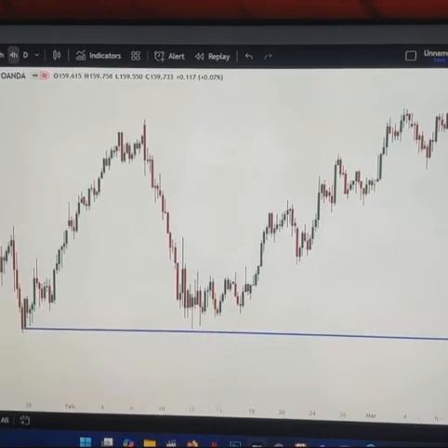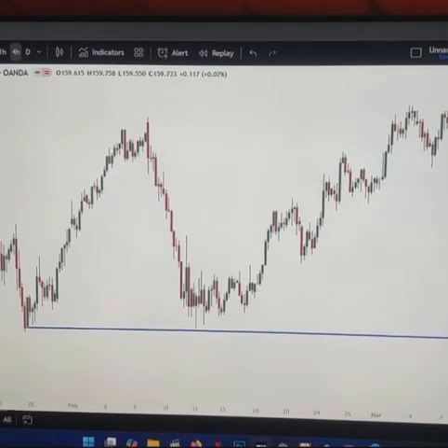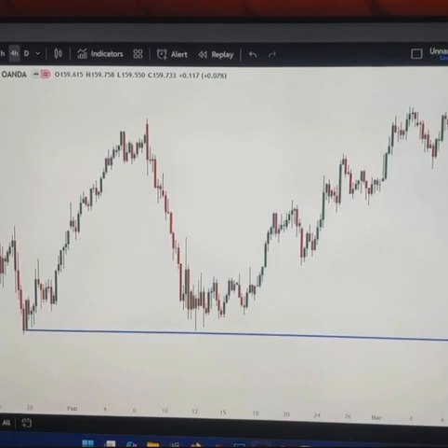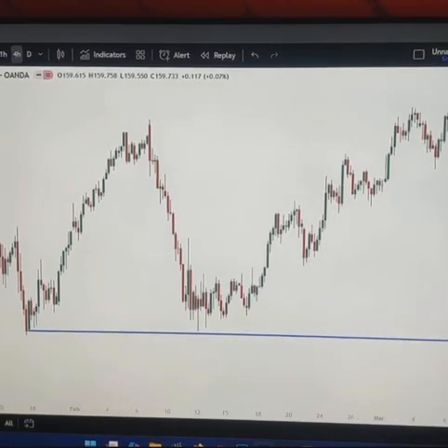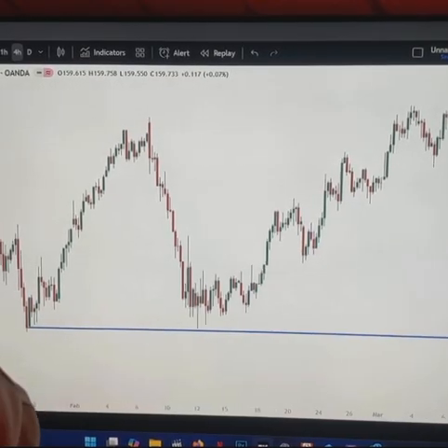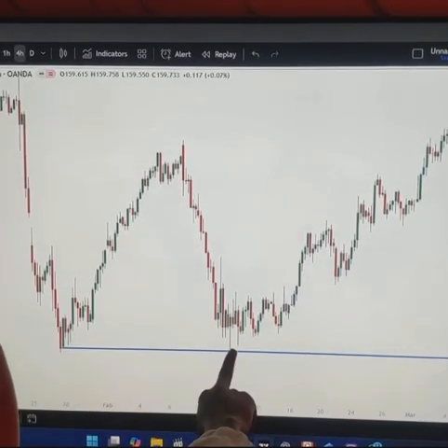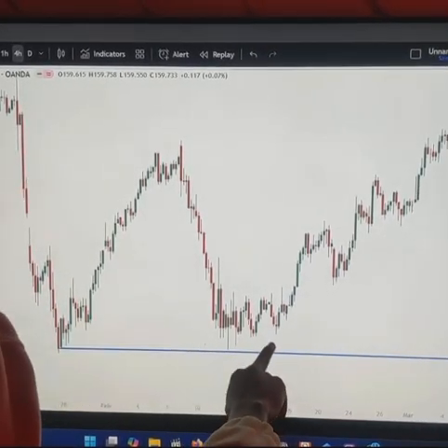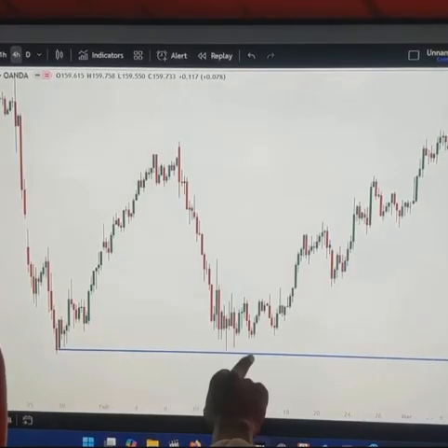When visiting key support or resistance zones, I always wait to see what is happening next, if it's going to break out or trying to retrace back. How do I get confirmations for that? Let's see. After price visits this zone, it starts consolidating. It is not sure yet if it wants to sell or if it wants to buy.